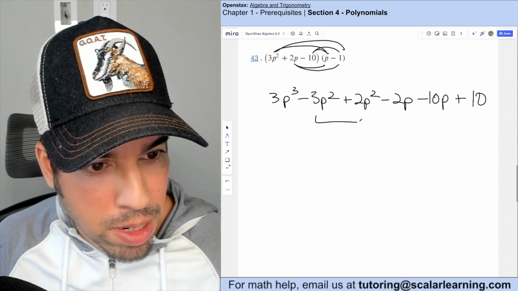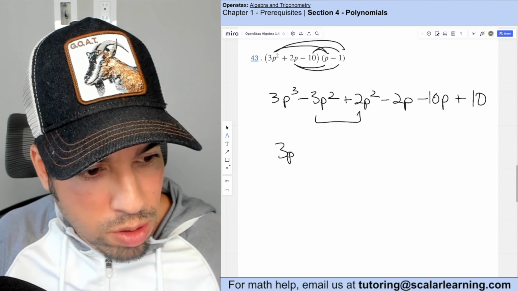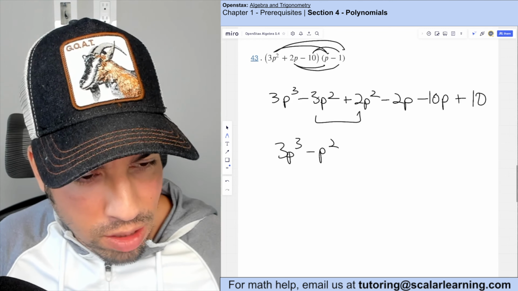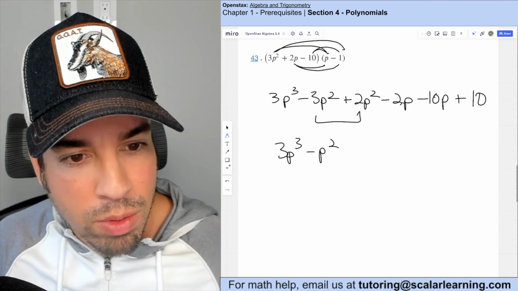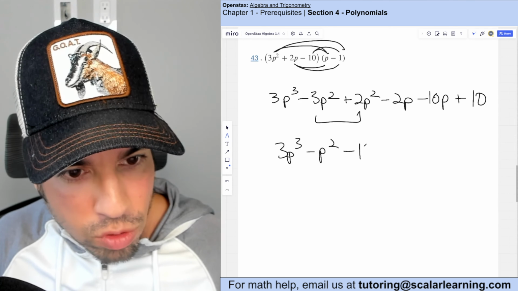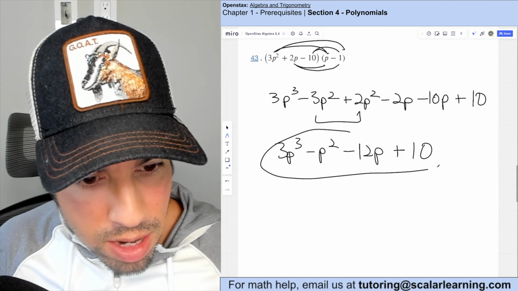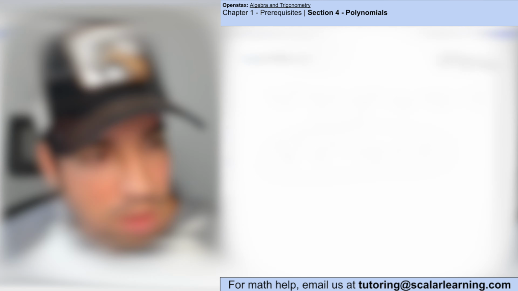Now we're going to combine like terms. So first we have 3p cubed minus 1p squared, which is negative 3, negative 2, and positive 2 combined. Then we got negative 2 and negative 10, which is negative 12p. Last but not least, plus 10. This is the final answer. Done.